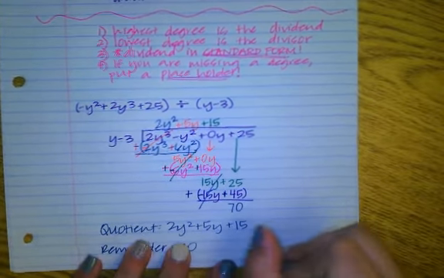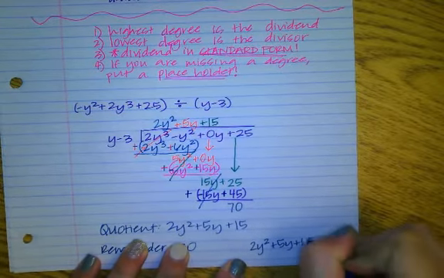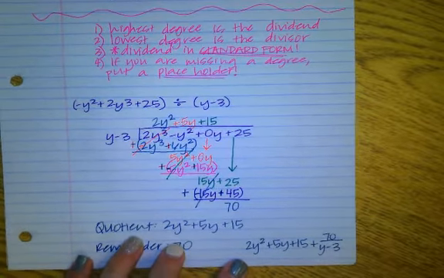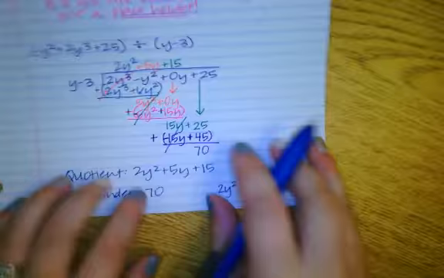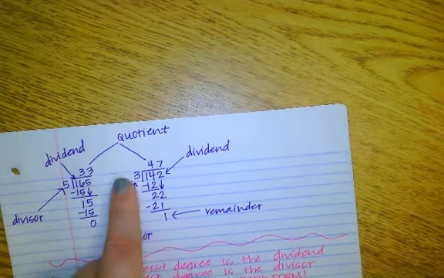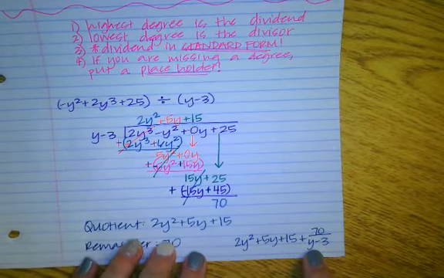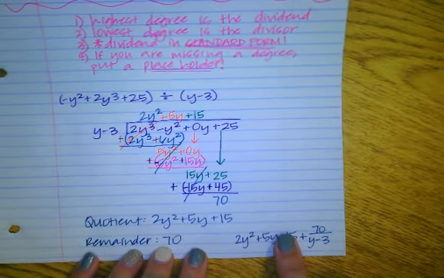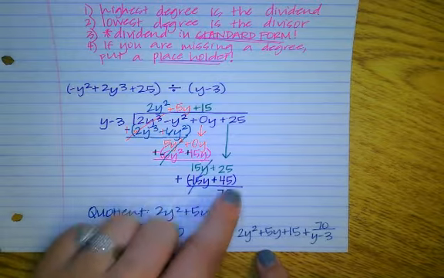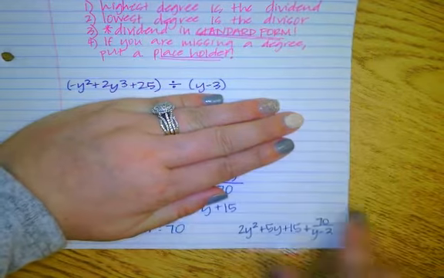If I asked you to put it all together, or you saw answer choices that were put all together, okay, you would write it like this. 2y squared plus 5y plus 15 plus 70 over your divisor. Okay, so just like when you have a remainder, up here it would be 47 and 1/3, the same thing. Okay, you're just putting your remainder over your divisor. So on a test, if it asks just for the quotient, it would be this. If it asks just for the remainder, it would be this. However, if you were given just this, you would want to write your full answer.